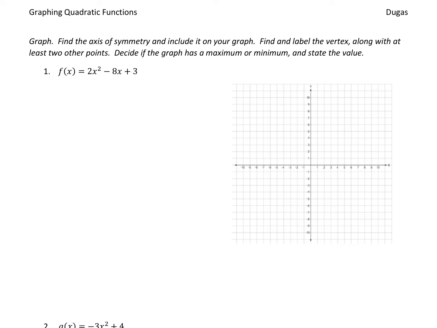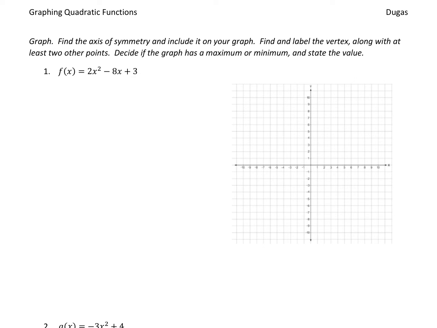You may or may not have to talk about all of this information or include all of this information on all of the problems. But I wanted to go ahead and give you the information, and then you can use the parts that you need. So we're going to graph. We're going to find the axis of symmetry, and we're going to include it on our graph. We're going to find and label the vertex along with at least two other points, and we're going to decide if the graph has a maximum or minimum, and we're going to give that value. The maximum or minimum values will probably become important later if you're doing application problems about the quadratic functions.